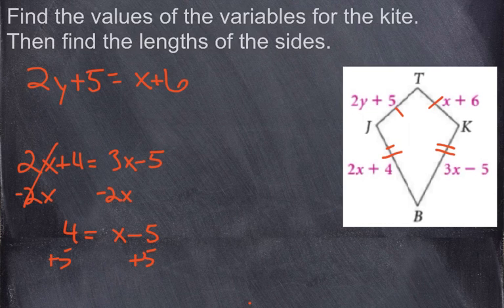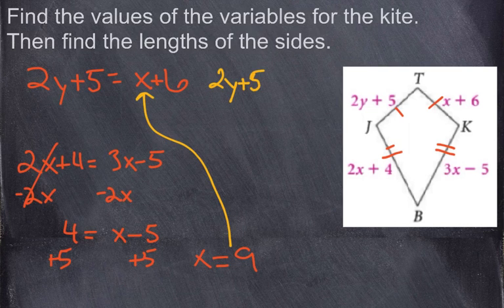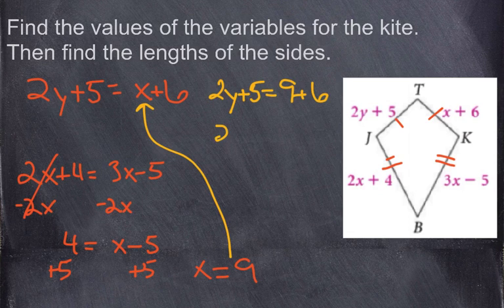So therefore, x would equal 9. Now the fact that we know that x is equal to 9, we can go back up here to the top and plug the 9 in there. So we have 2y plus 5 is equal to 9 plus 6, which is 15. So we have 2y plus 5 is equal to 15.